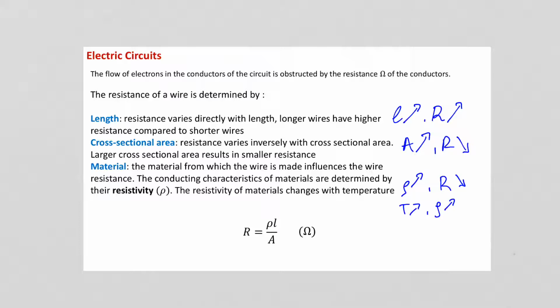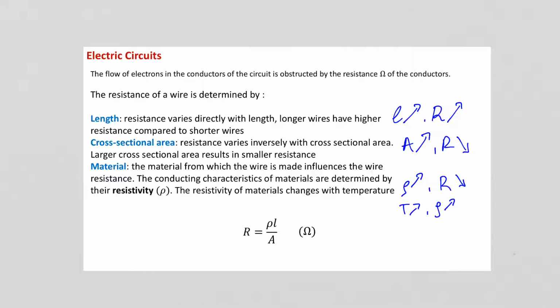When the cross-section area is large, that same amount of charge will pass through a much larger space, so therefore there is less chance for electrons to be caught on atoms. So as the cross-section area increases, the resistance decreases.